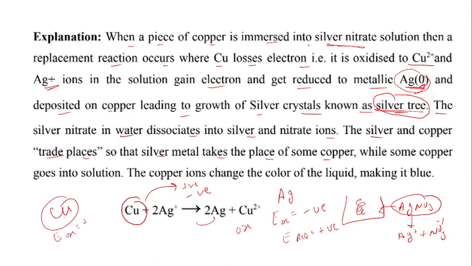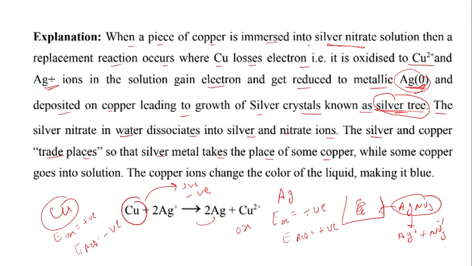E oxidation is positive, where E reduction is negative. So the trade place will be there, and finally, while some copper goes into solution, the copper ion changes the color of the liquid, making it blue. So now what is happening?